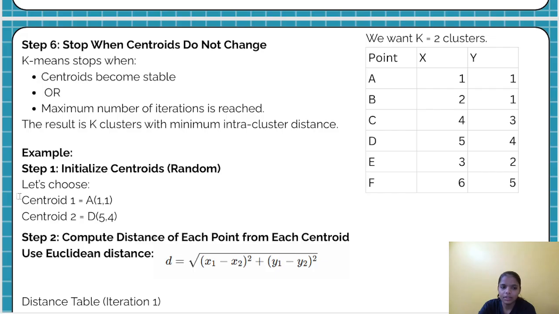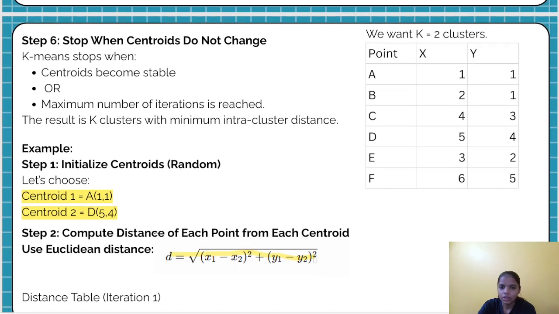Here we have considered our initial centroids C1 and C2 as (1, 1) and (5, 4). With the help of these centroids and the distance formula, we will calculate the distance for all the points.